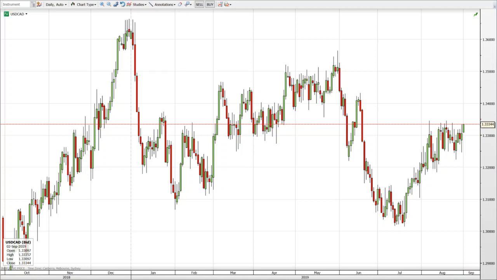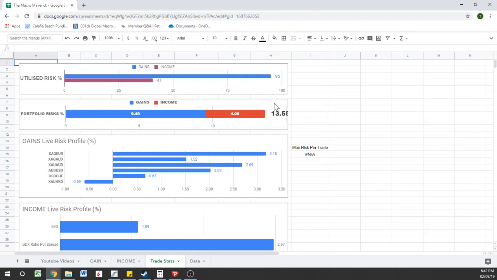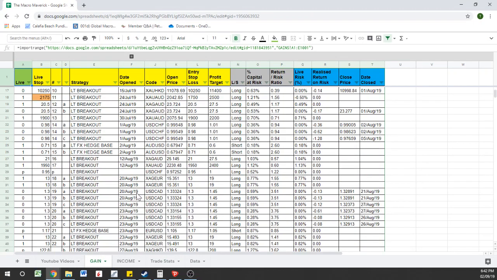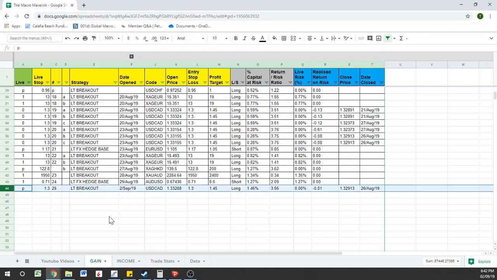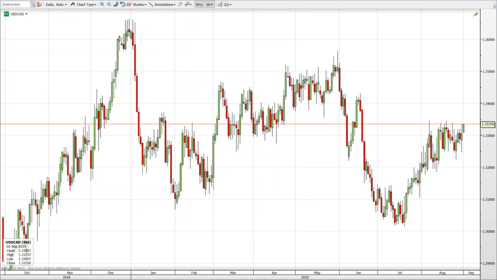System wise, this will increase my risk past my trade utilization actually. So I'm at 95%. I'd be looking to add about 1.46% risk on this, which is going to bring me up certainly past the 95% capacity, which is okay because I'll look to trim other positions if required to bring that risk back down.